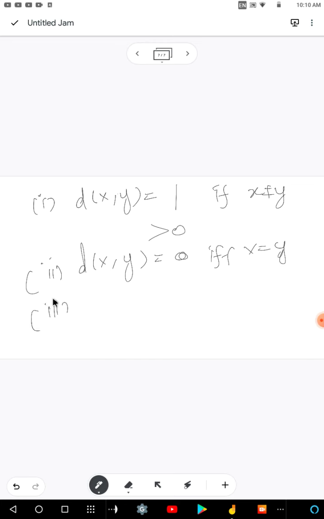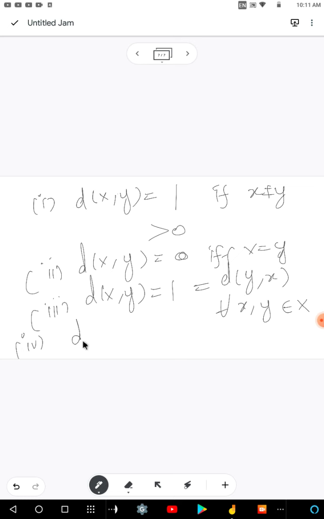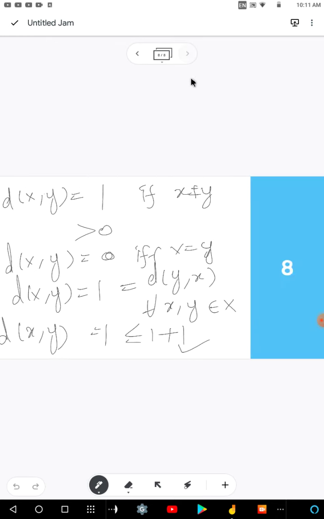What is the third property? Symmetry. d(x, y) is equal to 1 for every x, y belongs to R, so that is equal to d(y, x). What is the fourth property? Triangular inequality. d(x, y), which is 1, is always less than or equal to 1 plus 1. So this also holds. So this is a discrete metric on R.